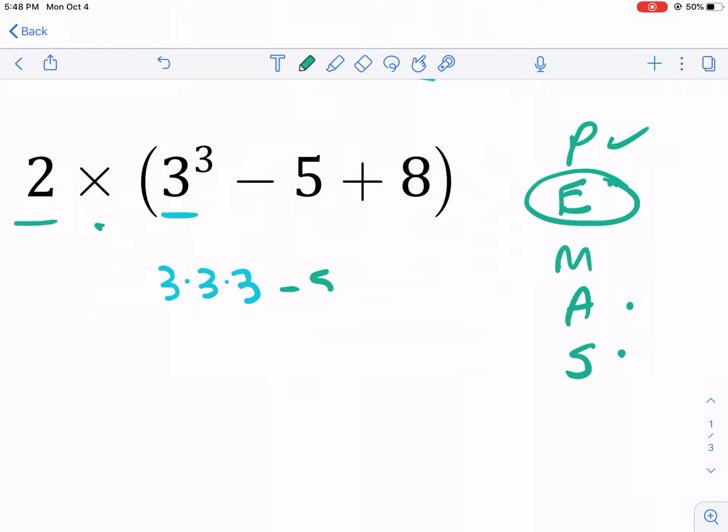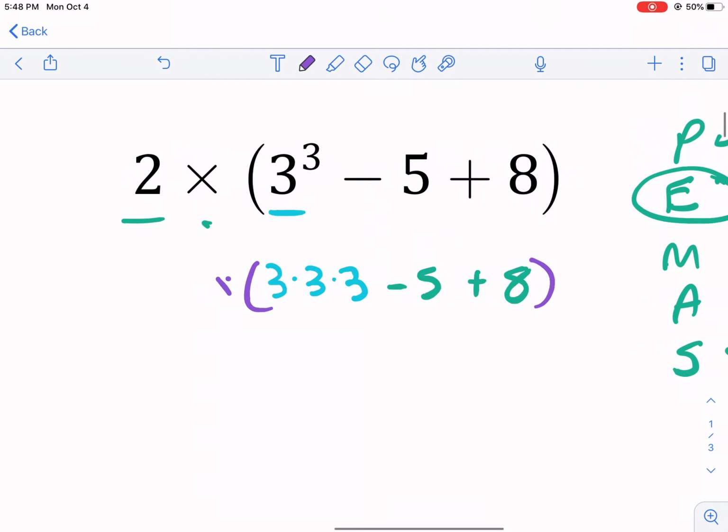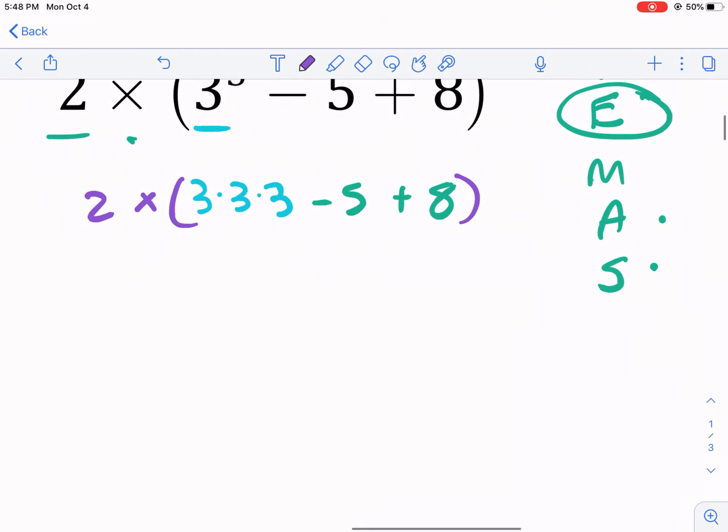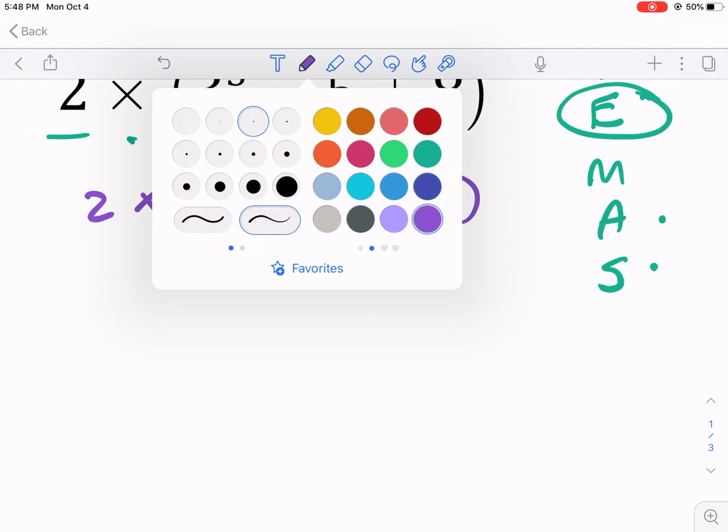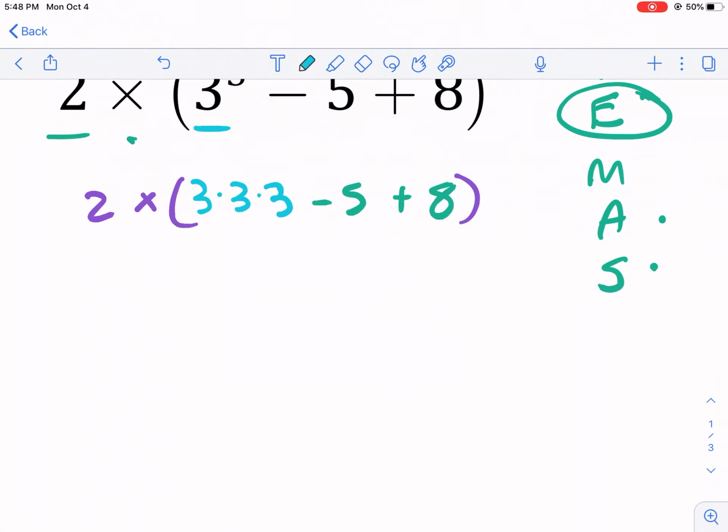Okay, don't forget to copy it line by line. It's very important. This copying skill keeps you organized. Okay, this is part of math, is learning organizational skills, which is very helpful for a lot of other things. So now we have 3 times 3 times 3, that's 27.